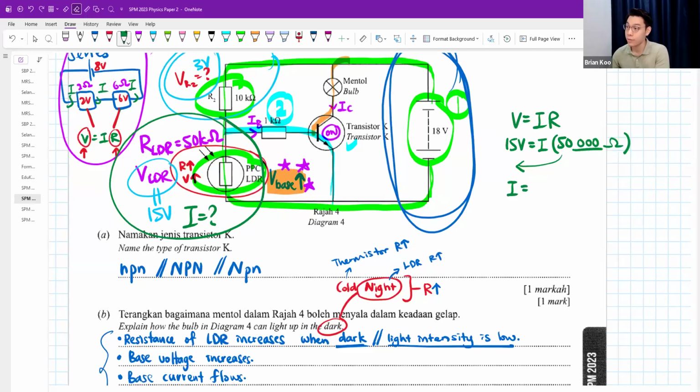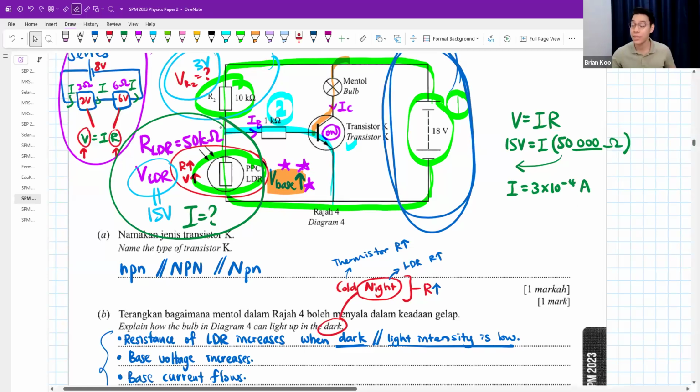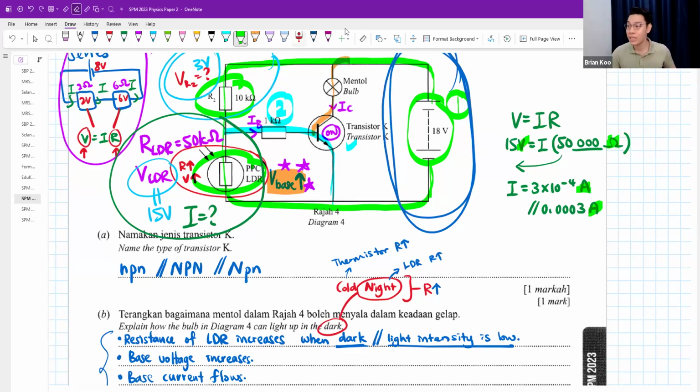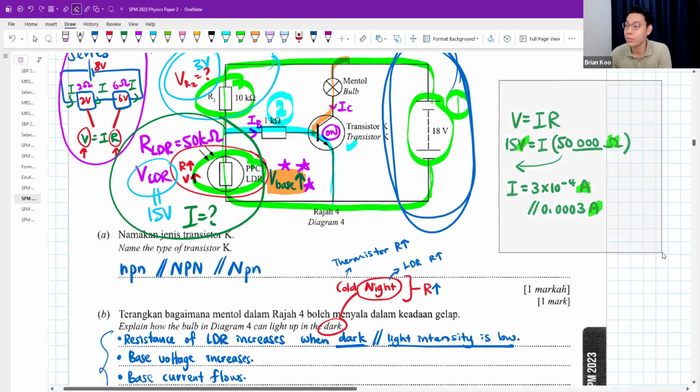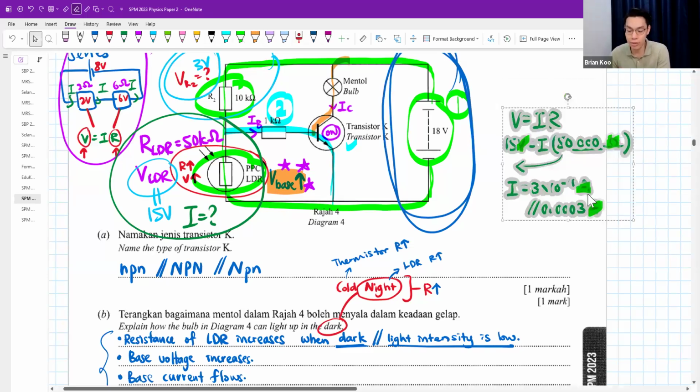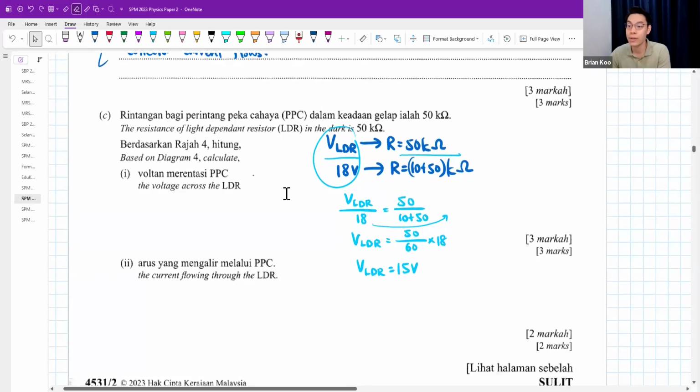I get 15 divided by 50,000, 3 times 10 power negative 4. Okay, you can leave that in amperes. That is the same as 0.0003 ampere. Because everything is in SI unit, the final answer will also be in SI unit. If you never change them, it's wrong already, so you have to be careful. Okay, this is the answer, 0.0003. Either one also can, 3 times 10 power negative 4 is also okay.